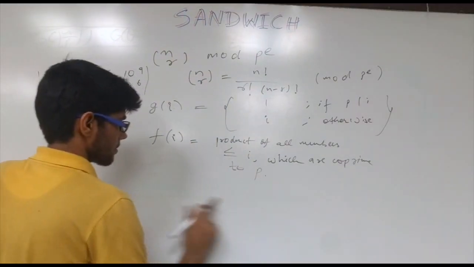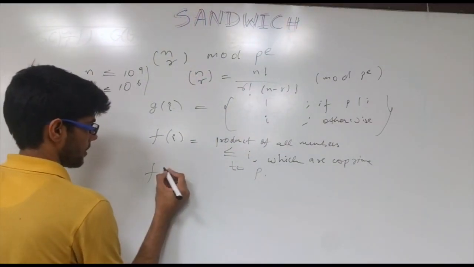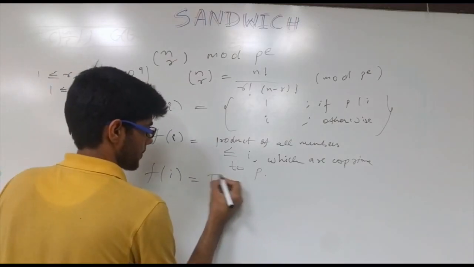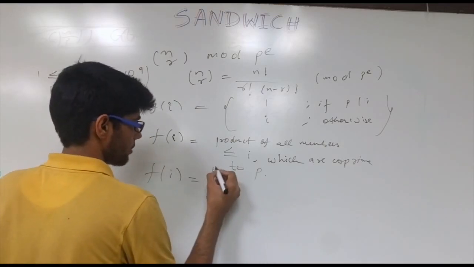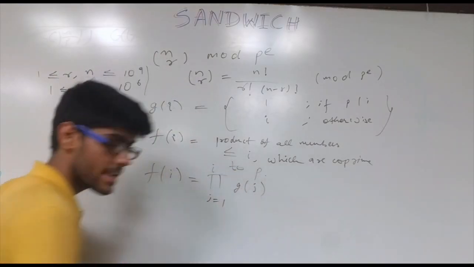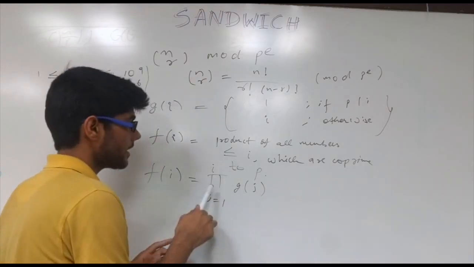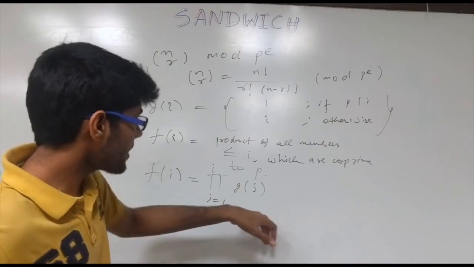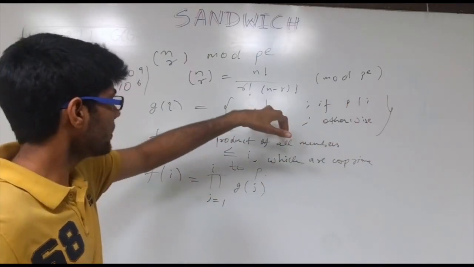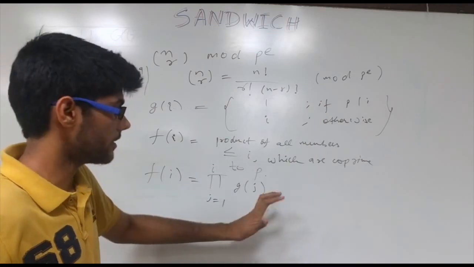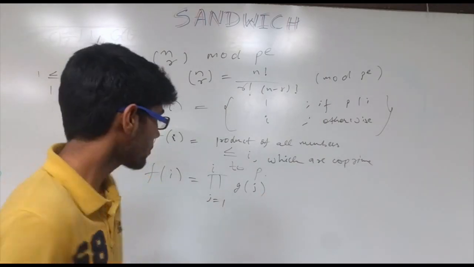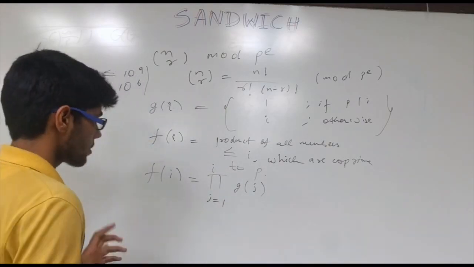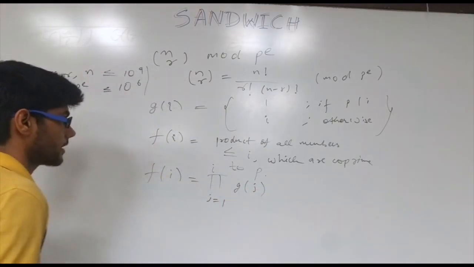So we can say that f of i is equal to the product of all g of j for j from 1 to i. Why? For j from 1 to i, if some j is not co-prime to p, we do not have to consider that. If some j is not co-prime to p, then p divides that number and g of that particular number would be 1, so it is like we did not consider that number. We are considering only those numbers which are co-prime to p. So f of i is equal to this.